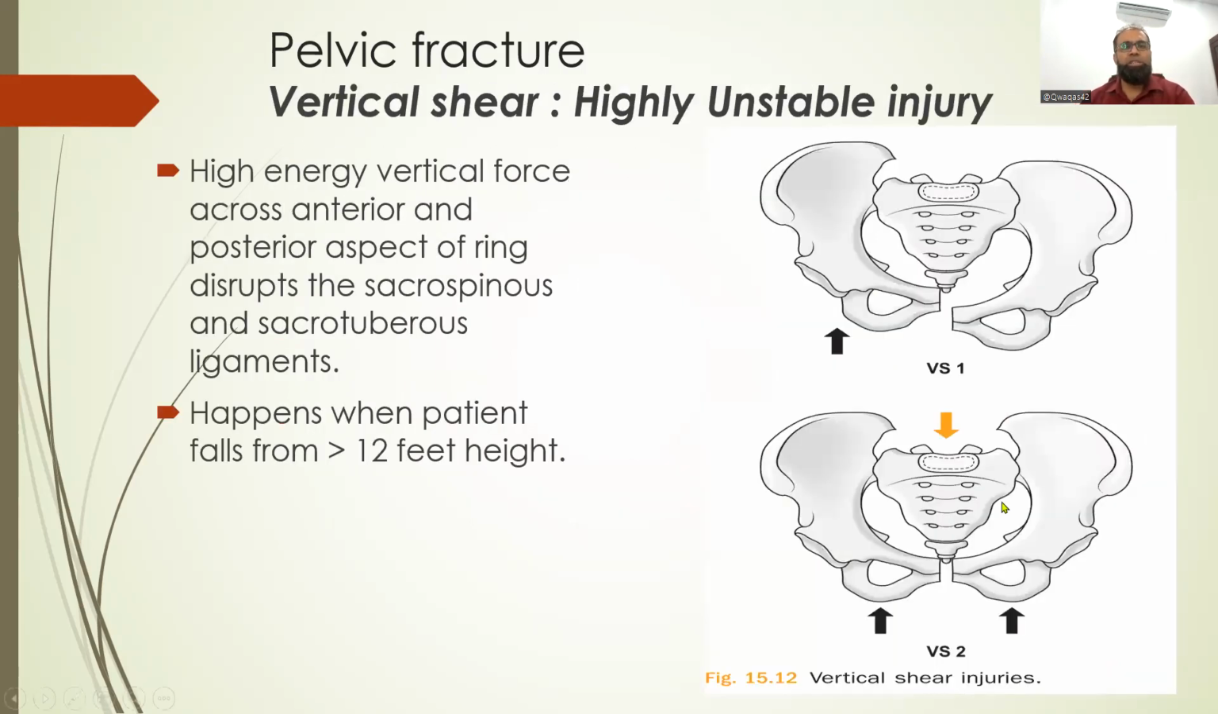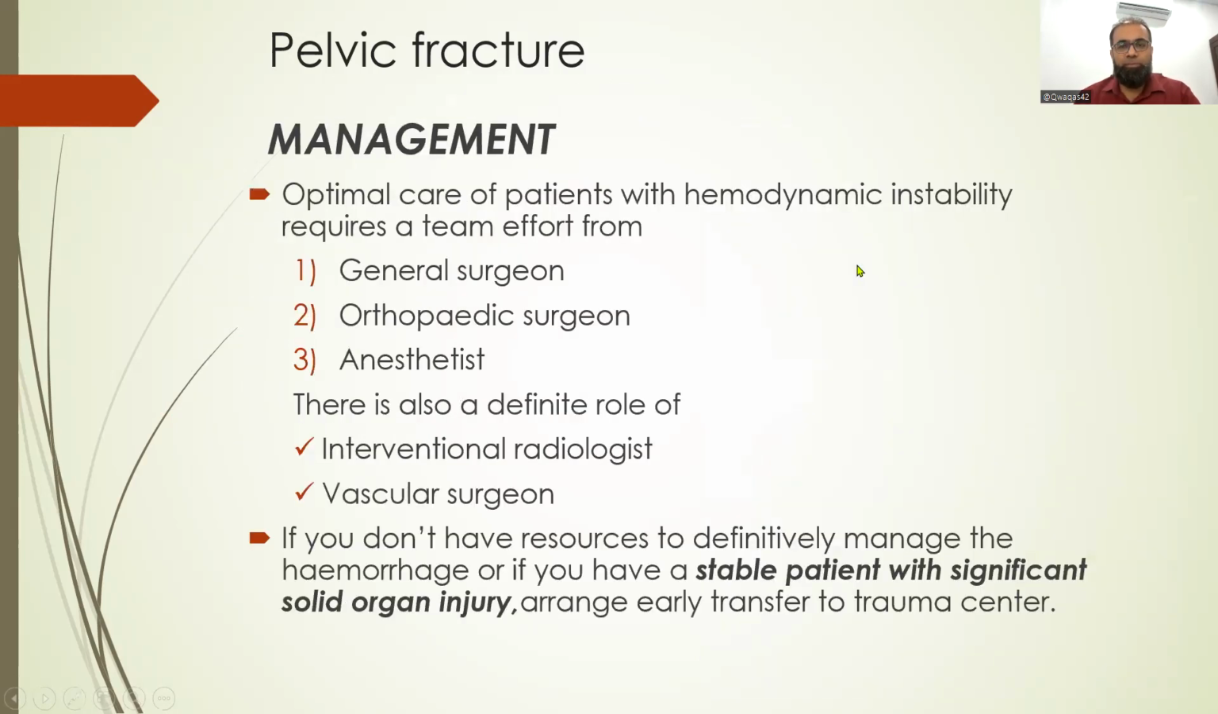And in the vertical shear injury, the patient usually has a fall from a very high height, meaning 12 feet or more. So you can have limb lengthening on the normal side and limb shortening on the opposite side, because the pelvis has moved upward on one side.